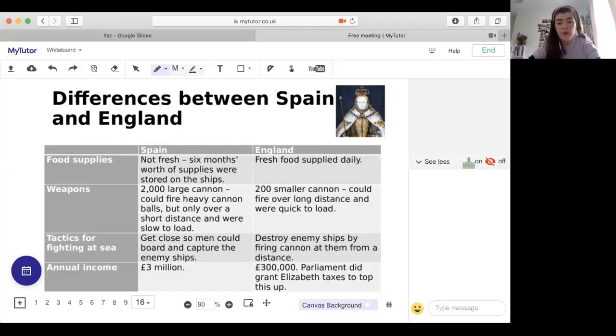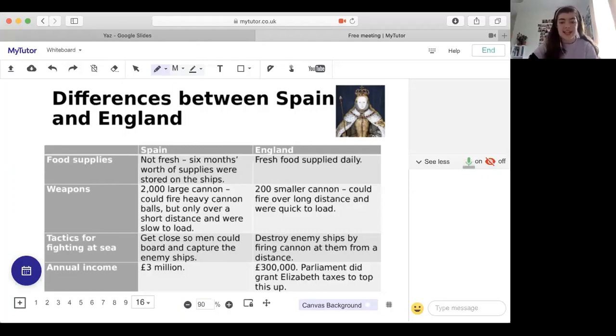So although they've got more cannons and they're bigger, they're less effective overall because they're slower and they're heavier and they don't go as far. Whereas the English have got 200 smaller cannons which could fire over a long distance and were quick to load, which means that they don't have to get as close to do any damage, and also they can fire more rapidly. So that puts them at a massive advantage, as we'll see when we get into the actual Armada.